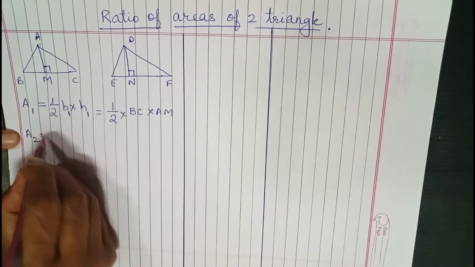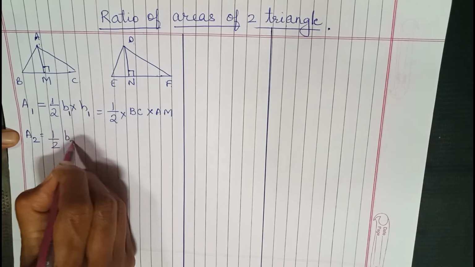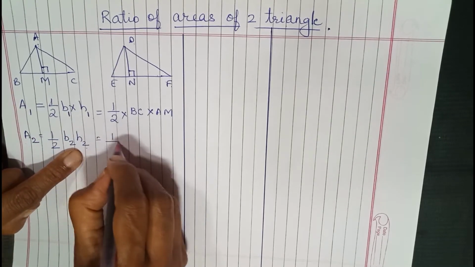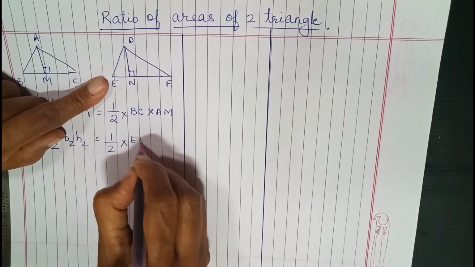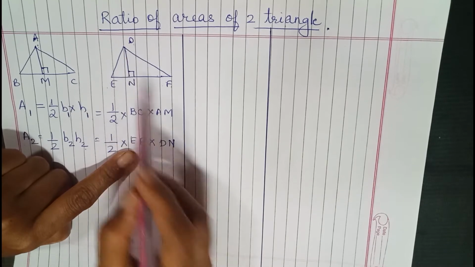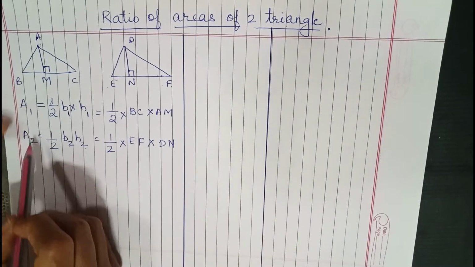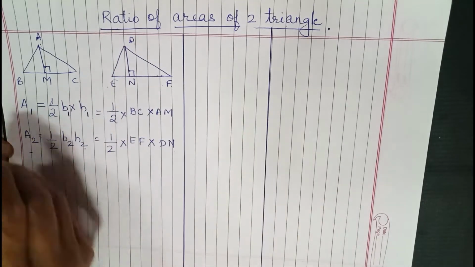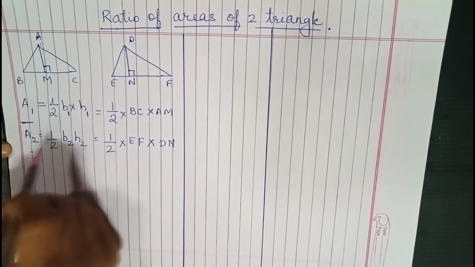So area of the second triangle will be half of B2, that is base of the second triangle, multiplied by height of the second triangle, will be half of EF into DN, where EF is the base and DN is the height. So I got the areas of the two triangles. Now what is left is to find the ratio. Ratio means nothing but dividing A1 upon A2.